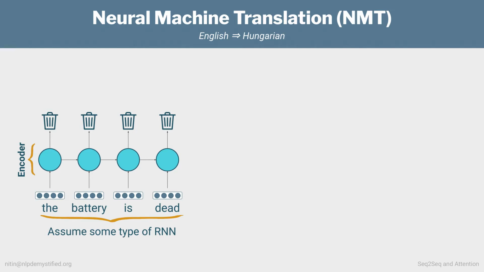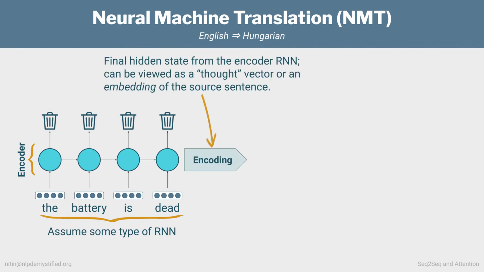So far, nothing new. What we are interested in is the final hidden state of the encoder, so the hidden state from the very last time step. This vector can be thought of as an embedding of the source sentence or a thought vector. We'll call it an encoding here. We now want the decoder to produce a Hungarian translation of the source sentence. Again, everything we learned about language models applies here.